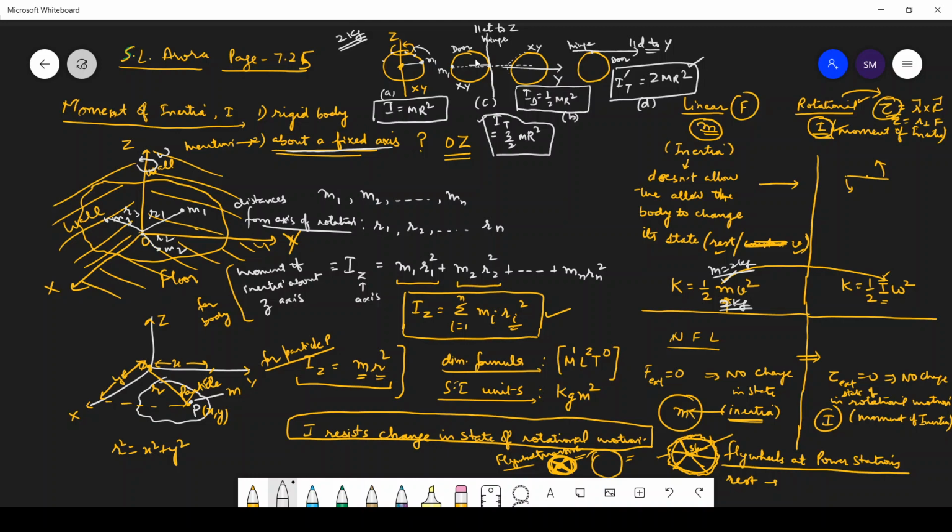So moment of inertia depends on mass of the body, size and shape of the body, distribution of mass about the axis of rotation, and the position and orientation of the axis of rotation with respect to the body. Now, page 7.26, what are some applications of use of moment of inertia?